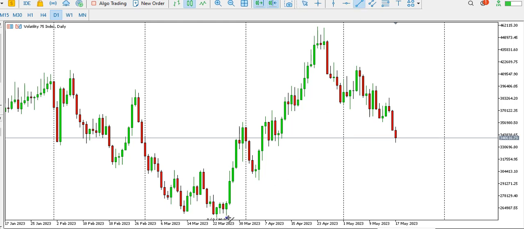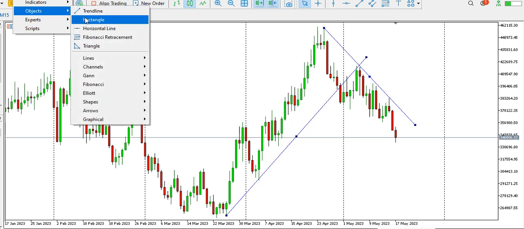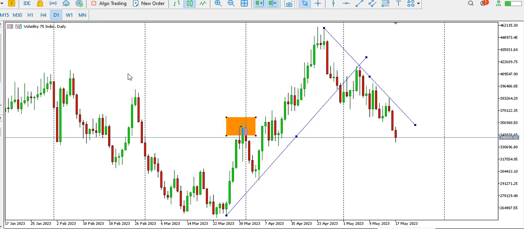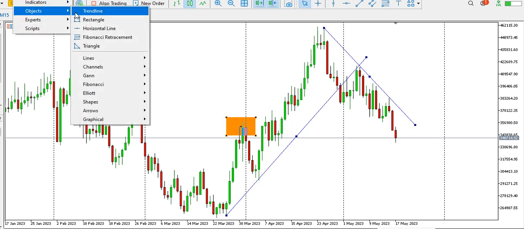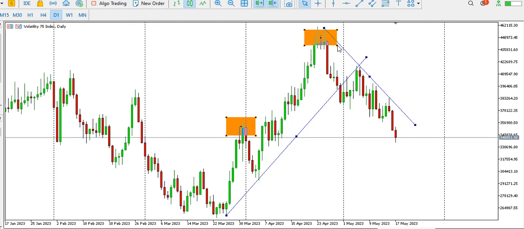Price initially rose up. We had this bullish structure, but for now we are seeing a bearish structure in progress, so price is going down. We might take this as our left shoulder in a head and shoulder pattern. We can take this as our head, and then this as the right shoulder. So price is going down. We can take this as the neckline.